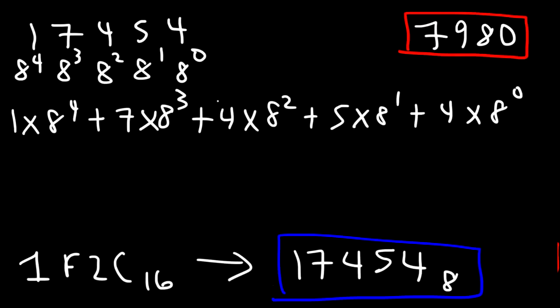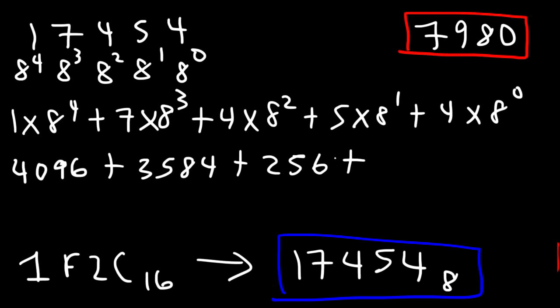So 8 to the 4th power, if you multiply 8 4 times, it's going to give you 4,096. And then 8 to the 3rd power is 512 times 7. That's going to be 3,584. 8 squared is 64 times 4. That's 256. 5 times 8 is 40. 8 to the 0 is 1 times 4 gives us that.